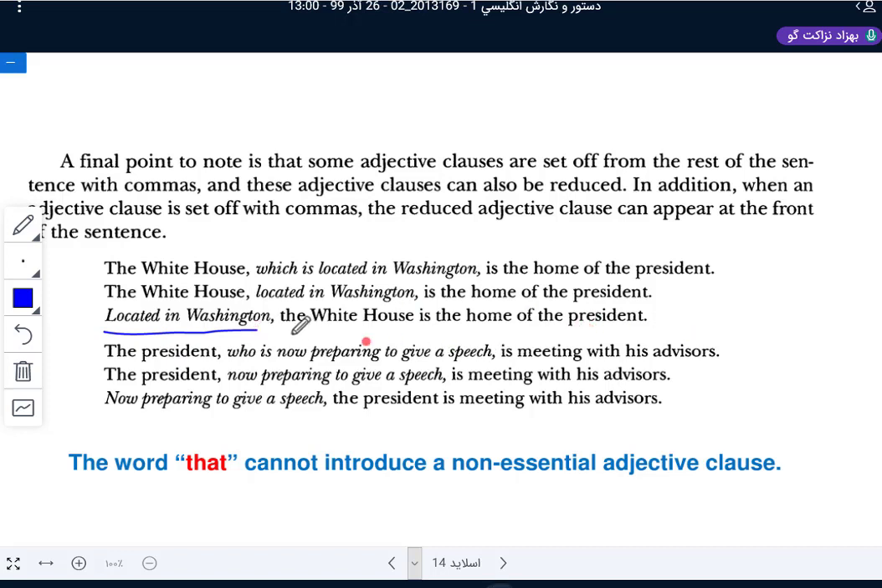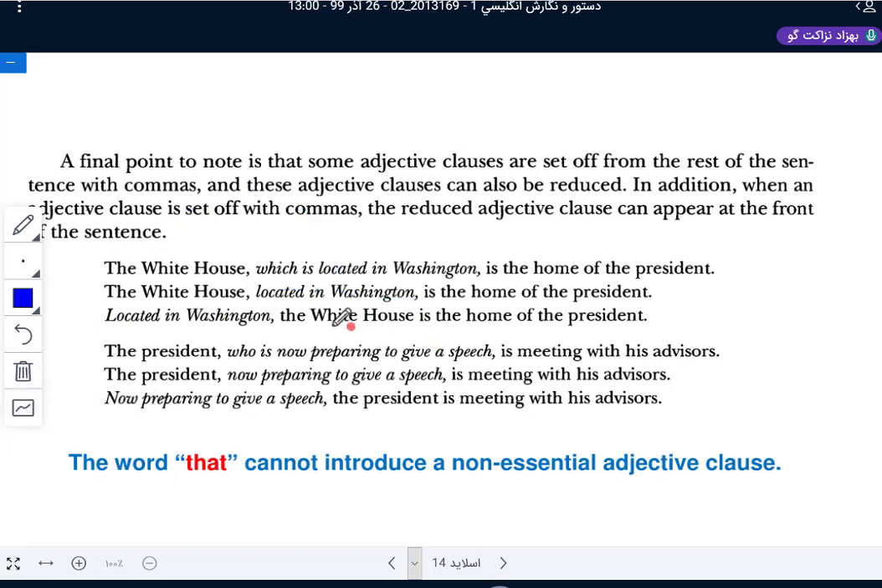This structure is correct when the subject of the main clause can function as the subject for the modifying phrase. Or the modifying phrase should modify the subject of the main clause. So, the White House is located in Washington. It makes sense. The White House is the home of the president. It makes sense. So, the subject can function as the subject for the modifying phrase. So, this structure is correct.